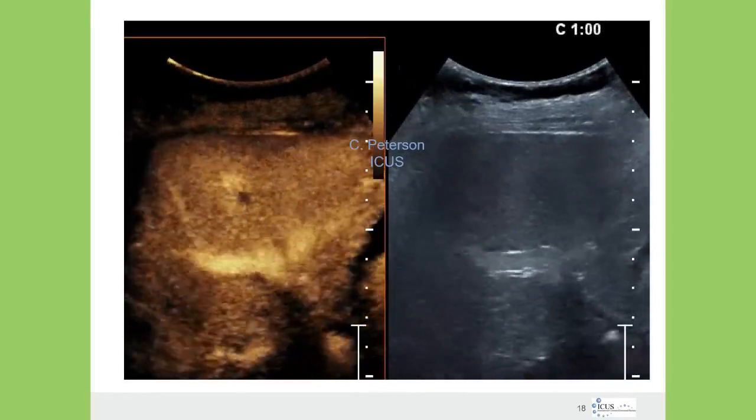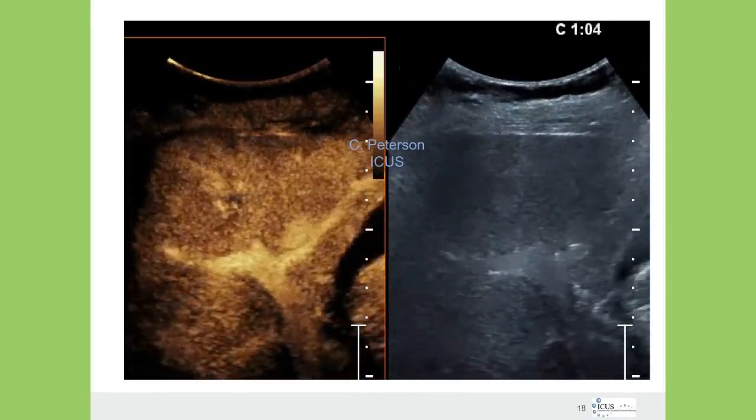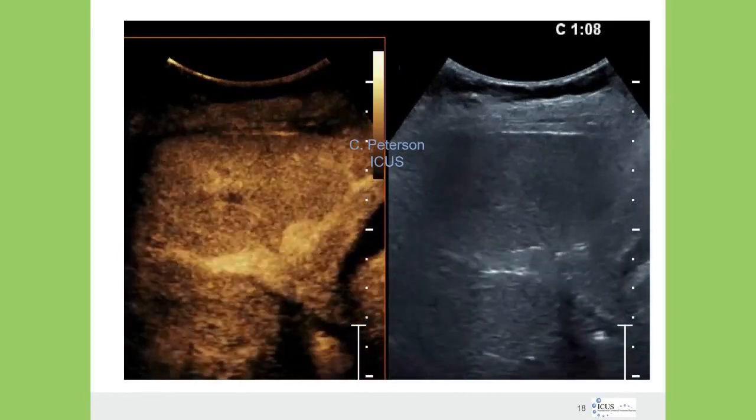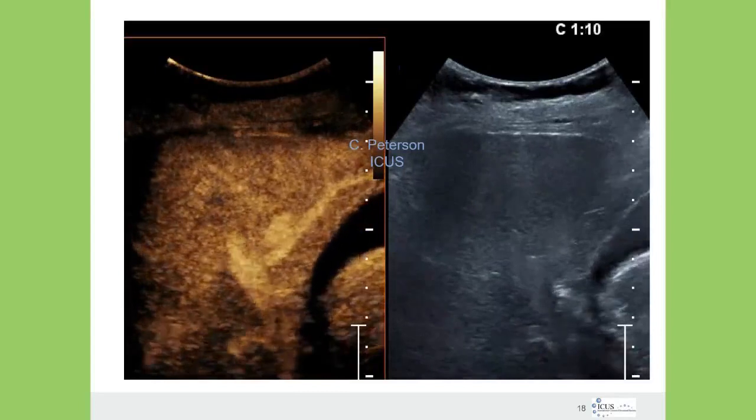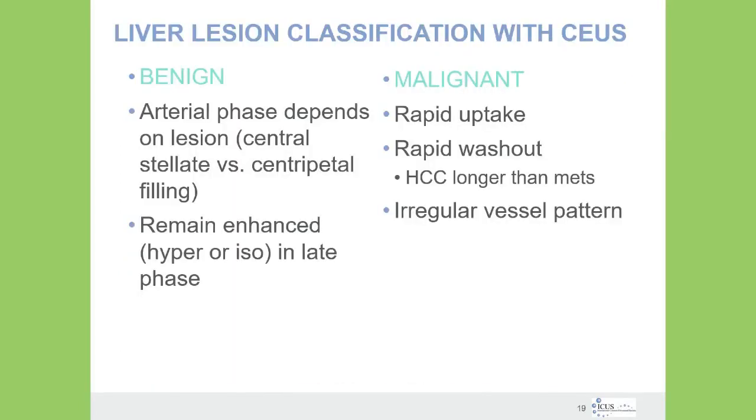previous slide. Every system has a timer, and we start that timer at the time that the flush begins, so we have consistent evaluation of the contrast parameters. We can characterize the type of liver lesion based on its enhancement patterns. Benign lesions will remain enhanced in the late phase, and malignant lesions will wash out.